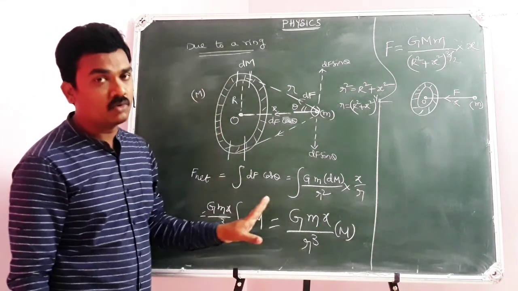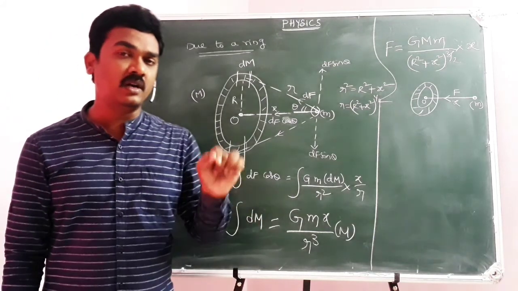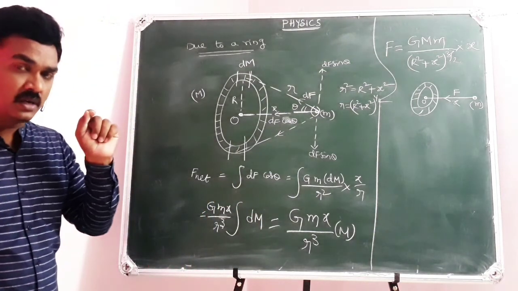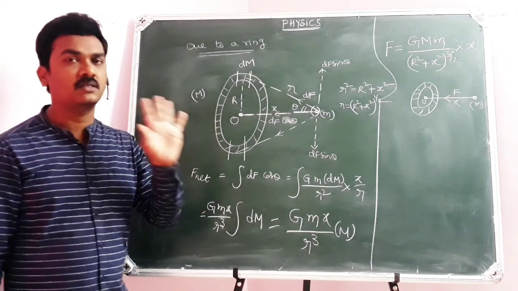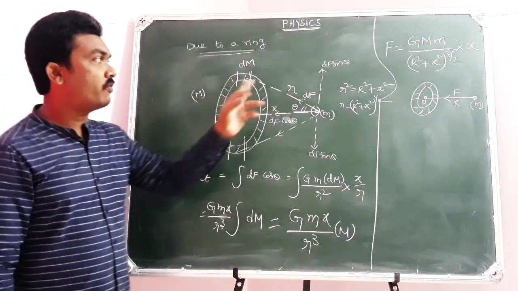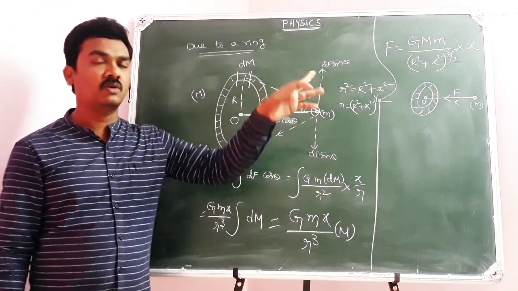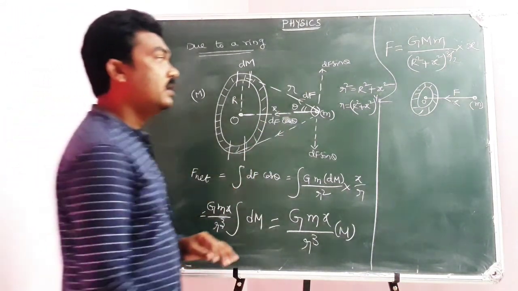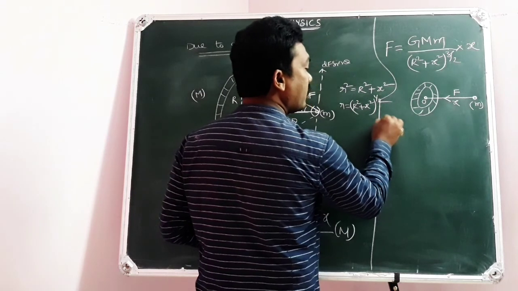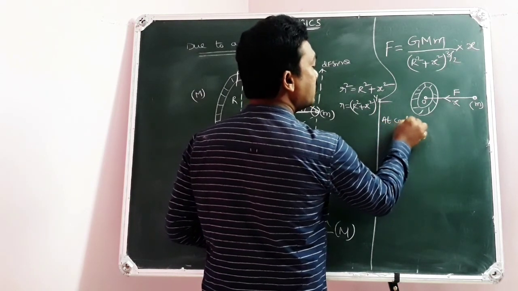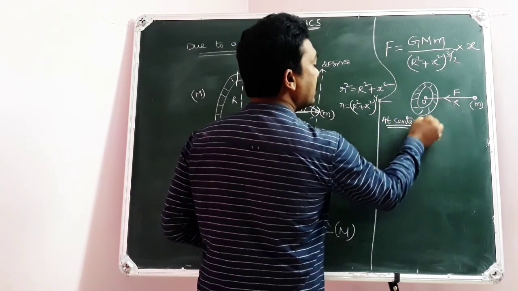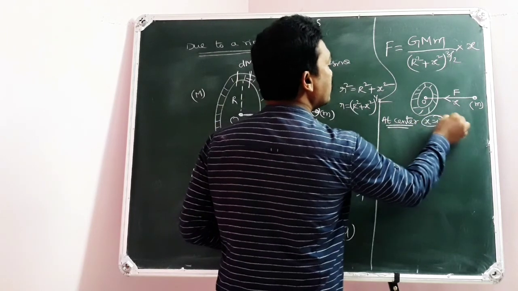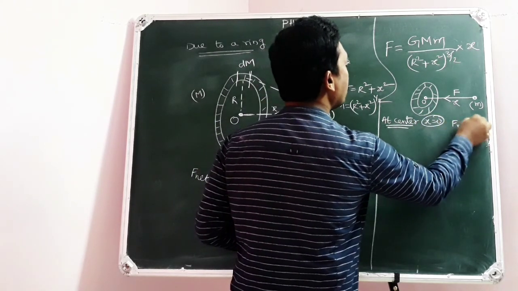This is another question of force of gravitation due to a continuous distribution of mass, which is a ring. F equal to G M m by (R square plus x square) whole power 3 by 2 into x. Sir, if I come to the center of the ring, then x becomes 0, so the net force becomes 0.